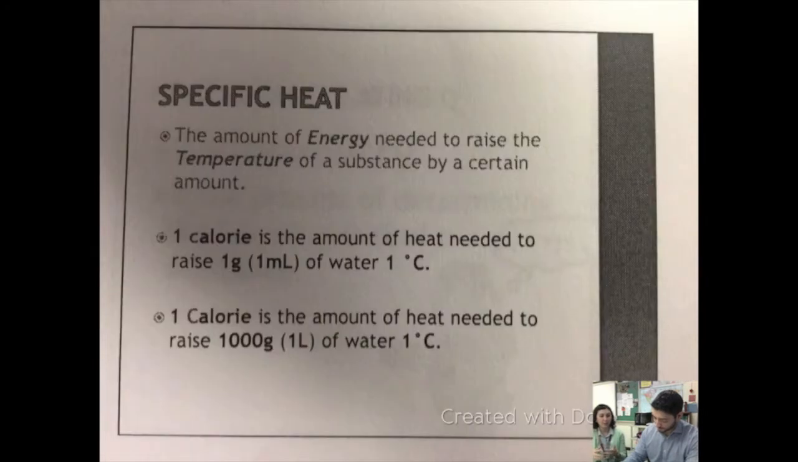How's it going, everybody? Today we're going to be talking about specific heat and how to calculate specific heat. So first off, what is specific heat? Specific heat is a measure of how much energy it takes to raise the temperature of an object 1 degree.